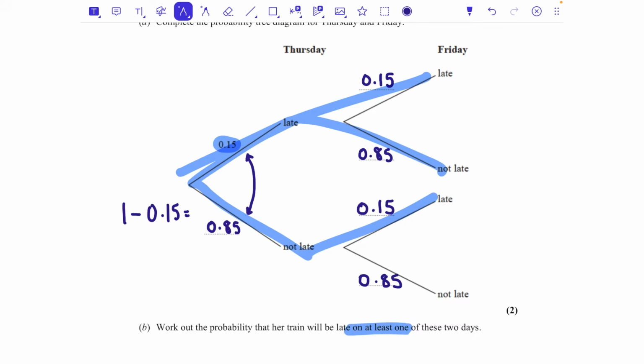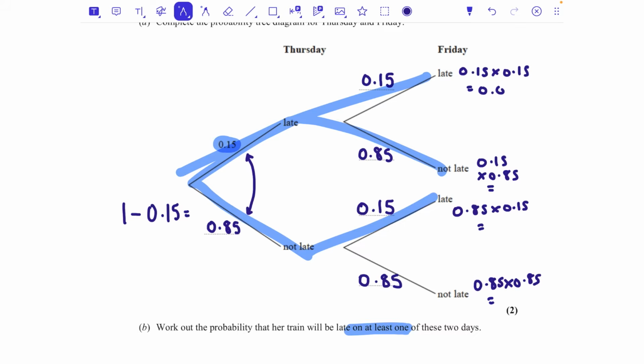So late on both days is 0.15 times 0.15. Late and then not late is 0.15 times 0.85. Not late and then late is 0.85 times 0.15. And not late, that's 0.85 times 0.85. We don't need that one. So we're just working out the top three. 0.15 times 0.15 is going to be 0.0225.